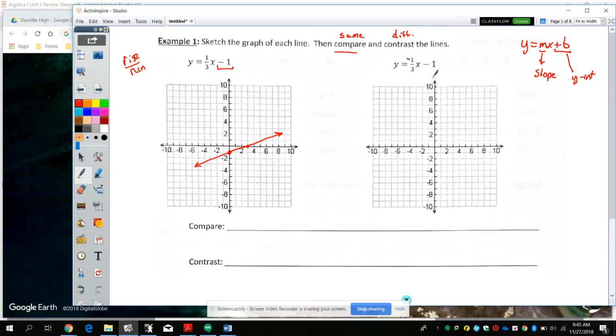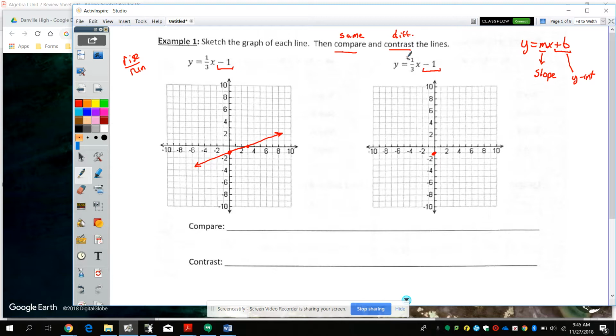Now, if I go to graph this line, the only difference is, in fact, this is going to come into play when I answer that compare and contrast. The only difference is this little negative right here. So notice my y-intercept, the number after the x, is the same. So this one is also going to cross at -1.